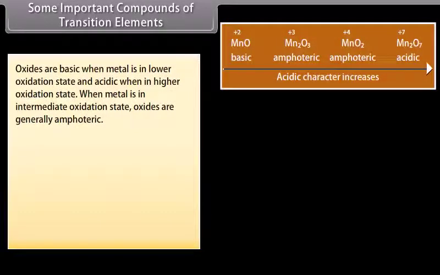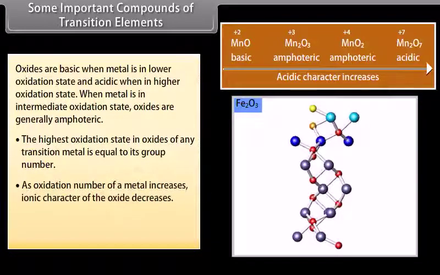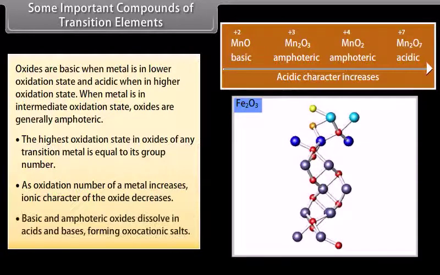Oxides are basic when the metal is in a lower oxidation state and acidic when in a higher oxidation state. When the metal is in an intermediate oxidation state, oxides are generally amphoteric. The highest oxidation state in oxides of any transition metal is equal to its group number. As the oxidation number of a metal increases, the ionic character of the oxide decreases. Basic and amphoteric oxides dissolve in acids and bases, forming oxocationic salts.